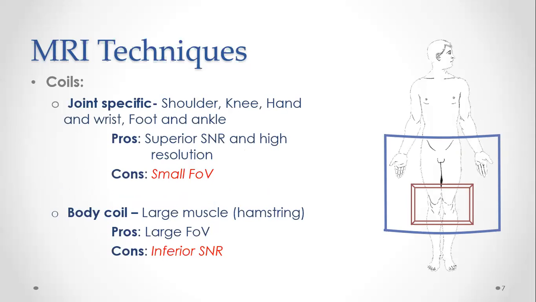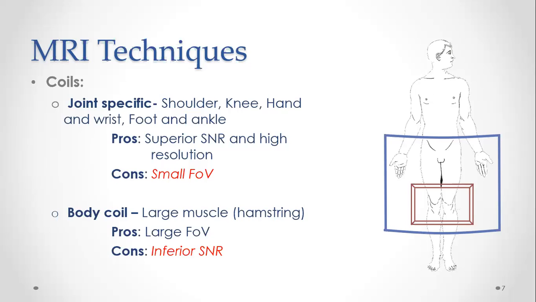Coils, also it's important to emphasize that with MSK imaging or sport injuries, we would prefer to have a joint-specific coil, such as a knee coil or a hand and wrist coil. The reason for that is the more tailored the coil is for the anatomy, the better the SNR and the higher the resolution. The disadvantage, however, of using a smaller coil is the smaller field of view.